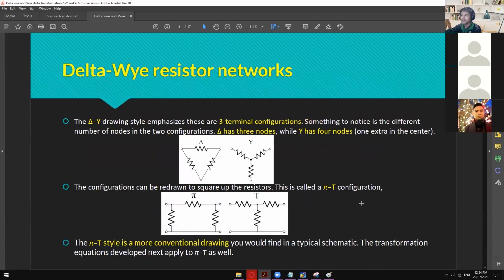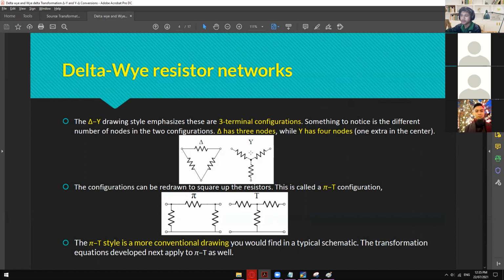Just a fact that really matters when it comes to delta to Y. A delta is composed of three nodes, so 1, 2, and 3, and then Y is composed of four nodes, so 1, 2, 3, and then 4. So again, you can transform this delta into pi configuration. So those two are just the same. It's just that from 3 nodes it will become 4 nodes.